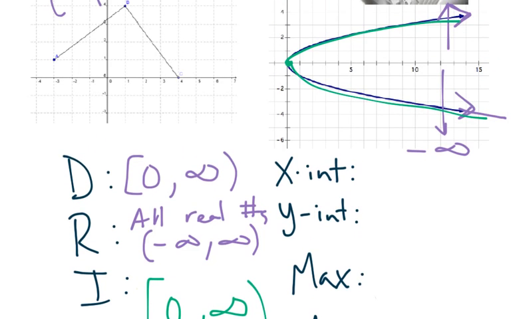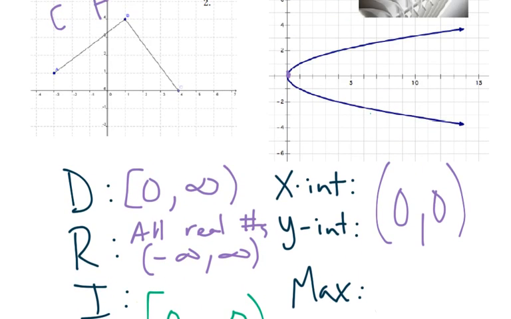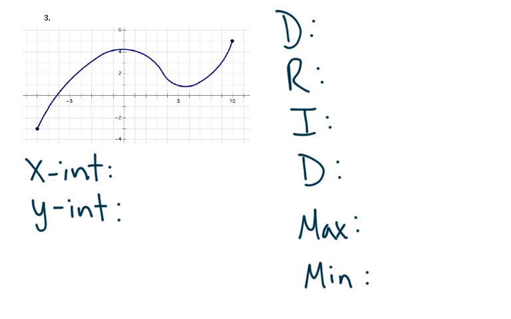Okay, do we have an x and a y-intercept? Yes, we do. Where are they? Well, it's both where it touches at the origin, right? So they're both 0, 0. Do we have a maximum or a minimum? Well, this is just going to keep going up. This is just going to keep going down. So no, we don't. It's alright if we don't have some of those features. Okay? So, let's take a look at the next one.